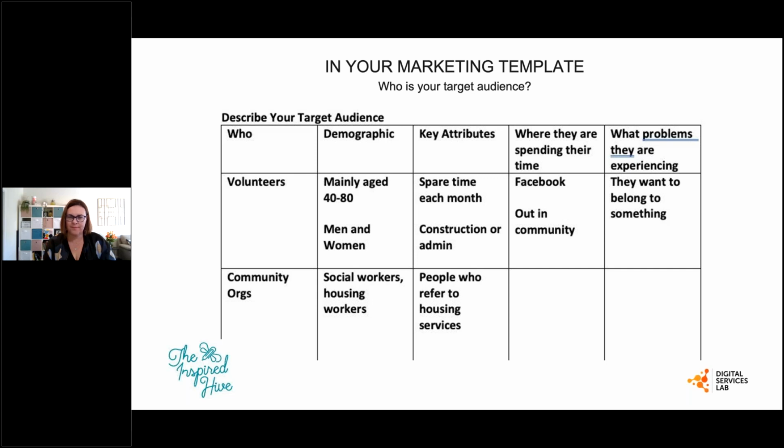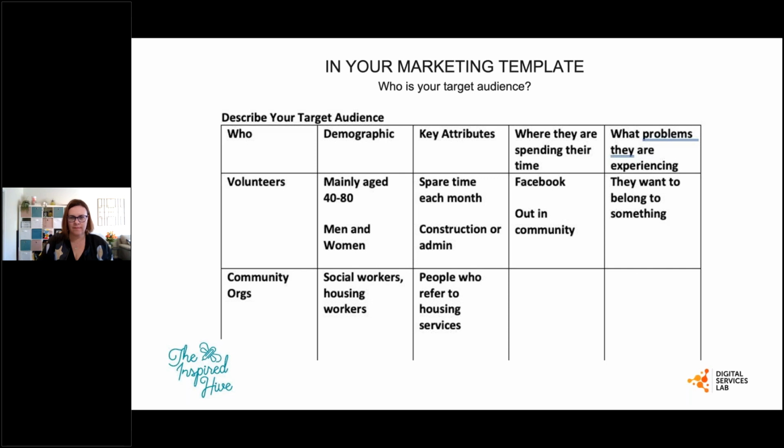We talk very specifically that we are looking for people in construction or with admin-style backgrounds or skills that they can offer. What problems are they experiencing? Most of the people engaged with Transition Village Wallen actually want somewhere to belong. They might be new to the community in Wallen, and they're looking to meet new people and connect within Wallen.